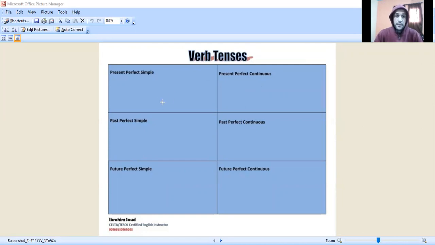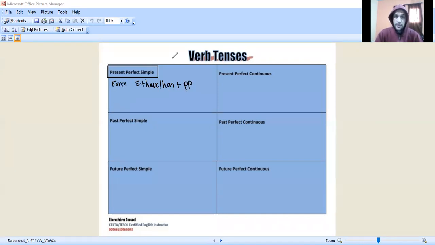Now let's move to the perfect tenses. Okay, and we have present perfect simple, present perfect continuous, past perfect simple, past perfect continuous, future perfect simple, and the future perfect continuous. Okay, let's start with the present perfect simple. Let's start with the form. And we have the subject. After that, we have have or has, and then we have the past participle of the verb.